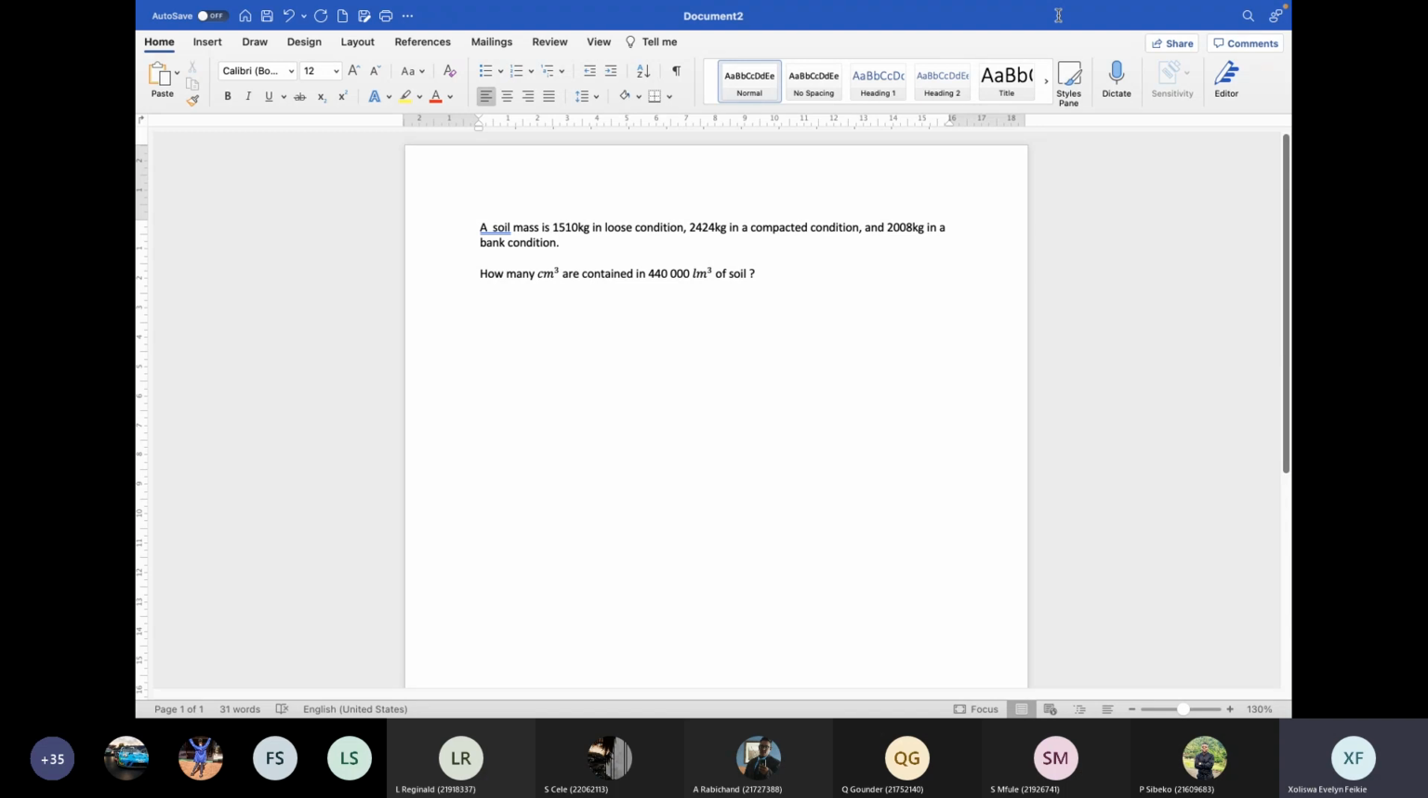So this is what they have in the form of a question. They say a soil mass is 1,510 kilograms in loose condition, 2,424 kilograms in a compacted condition, and 2,008 kilograms in a bank condition. How many cm cubed are contained in 440,000 lm cubed of soil? So that's what they want you to determine: the volume in terms of the compacted one. That's the example we're going to move with.